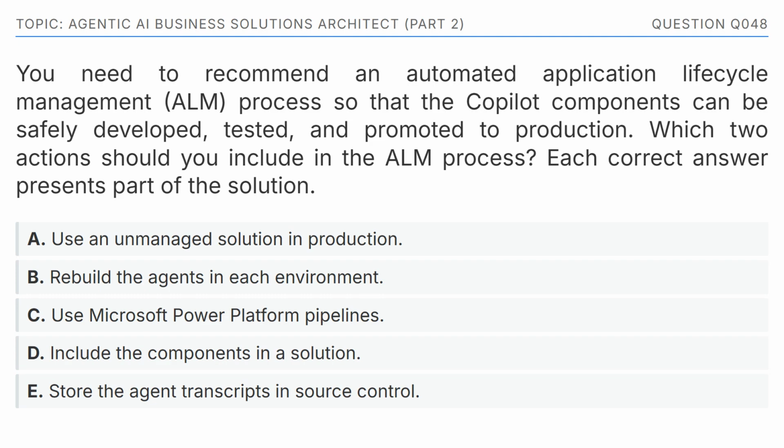The options are: Option A, use an unmanaged solution in production. Option B, rebuild the agents in each environment. Option C, use Microsoft Power Platform pipelines. Option D, include the components in a solution. Option E, store the agent transcripts in source control.